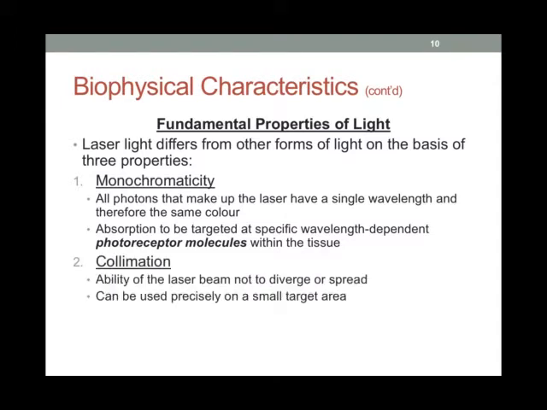Okay. The next property of light that is important is collimation. And that is the ability of the laser not to diverge or spread. So it travels in a straight line, everything together. And that's what we use to precisely target a small area. And coherence is another property of laser light that's important. And that just means that all the photons are traveling in the same direction at the same time.